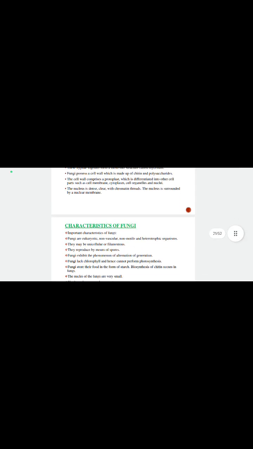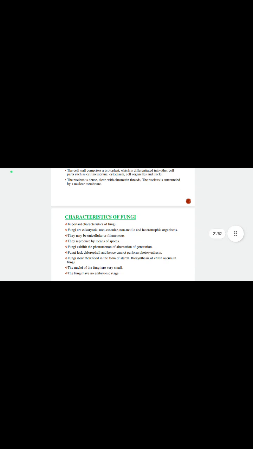Then the characteristics of fungi. Important characteristics of fungi are that they are eukaryotic, non-vascular, non-motile, and heterotrophic organisms. They may be unicellular or filamentous. They reproduce by means of spores. Fungi exhibit the phenomenon of alternation of generation. Fungi lack chlorophyll and hence cannot perform photosynthesis. Fungi store their food in the form of starch. Biosynthesis of chitin occurs in fungi.